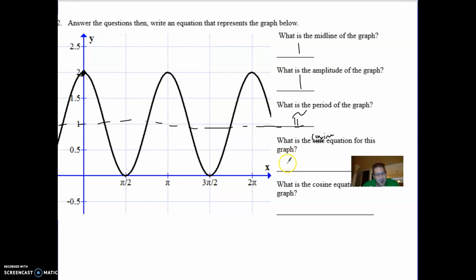So this is a cosine function. Now you might be wondering, how did I know that was a cosine function? Well, it starts at the maximum. Anytime it starts at the maximum or the minimum, it's cosine.